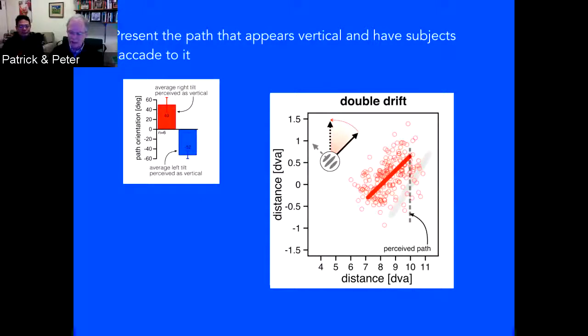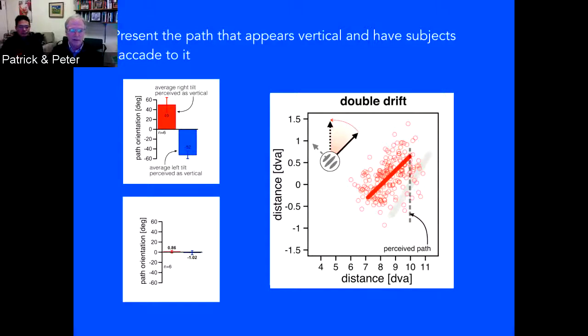Oh well. Okay. Anyways, you remember that the saccades go parallel to the physical path, not the perceived path, which is vertical there, and that the effect is enormous. The perceptual effect is enormous, and the saccade effect is 0.